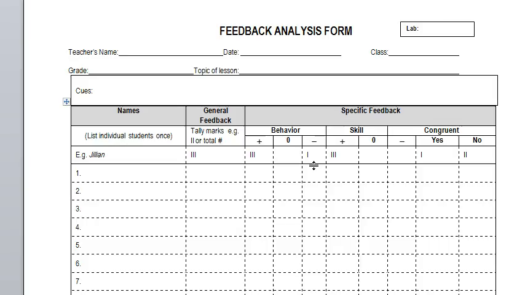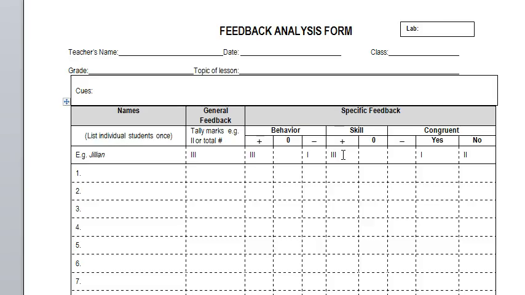But if it's related to skill, let's say we are asking them to throw the ball with a step and snap motion. So that's the cue, step and snap. And I say, way to go, Jillian, nice step and snap. I would record one tally here under positive, and it's skill related. And then I'd come over here and write down whether or not that was congruent with my original cue. So if I originally asked them to step and snap, and I gave them feedback on it, was that congruent? Yes.